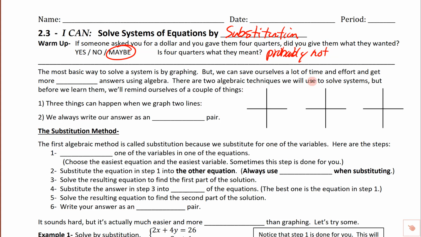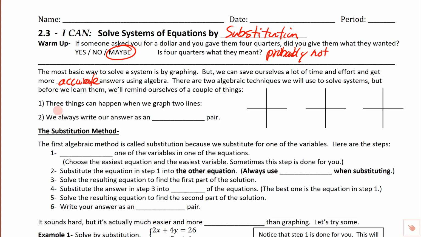So the most basic way to solve a system of equations is by graphing, but it's not very accurate. It takes a lot of time and a lot of effort. So we can save a lot of time and effort and get more accurate answers using algebra. So that's what we're going to practice today. Now, there are two algebraic techniques that we use to solve systems of equations. Before we learn them, we're going to remind ourselves of a couple of things.